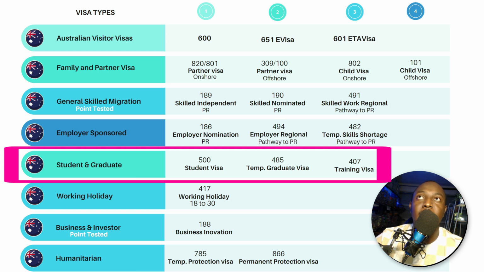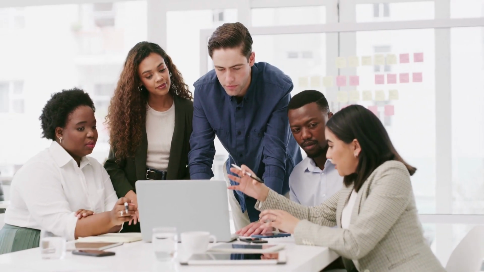But I heard this is going to change in July. It's going to go back to 20 hours per week. With the graduate visa, you'll be able to work unlimitedly during your stay. Now, we also have something called 407, which is the training visa. Most people also use this to enter Australia.